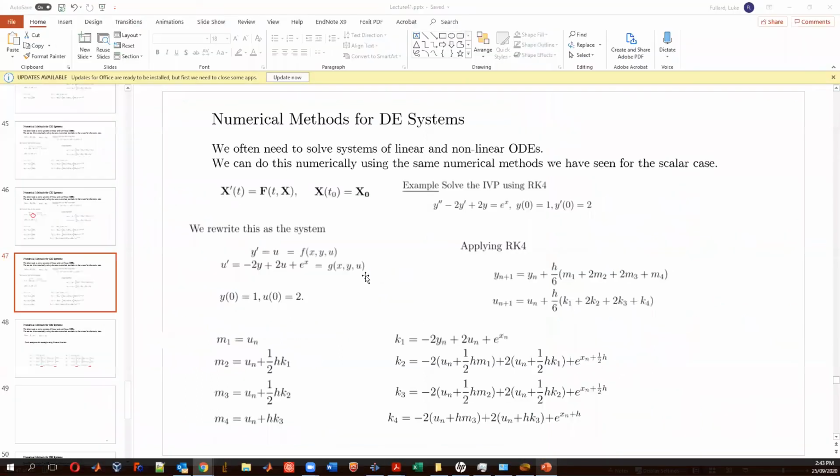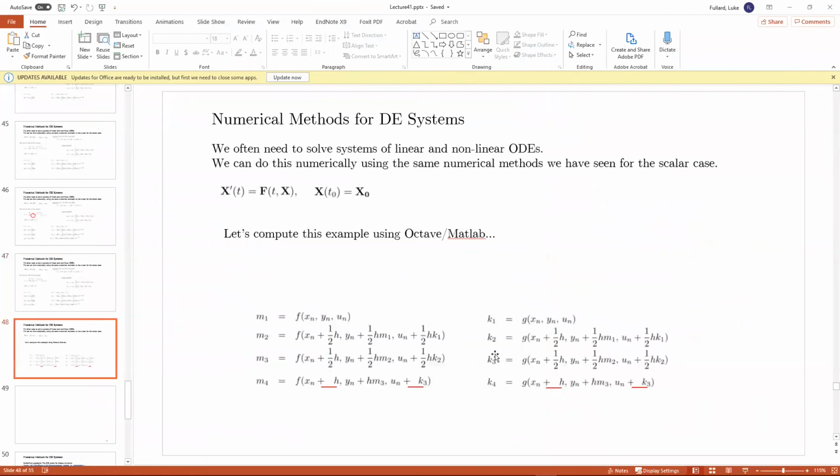Okay. So we're going to move on now to another mistake I made. When I defined these m and k values here, I had x_n plus a half h, u_n plus a half k3. The half should not have been there. It should be 1. Okay. So what we've done here is we have worked through an example of how to solve a system, a very simple 2 by 2 system of first order linear ODEs using Octave or MATLAB.